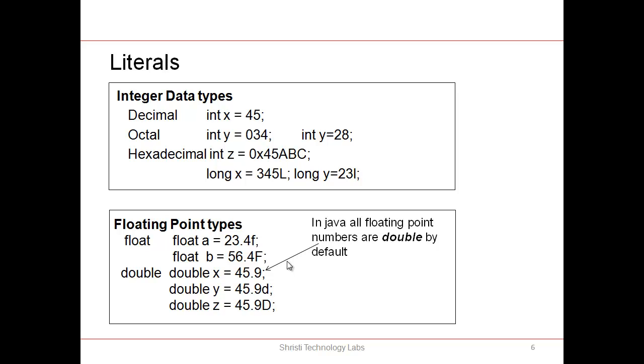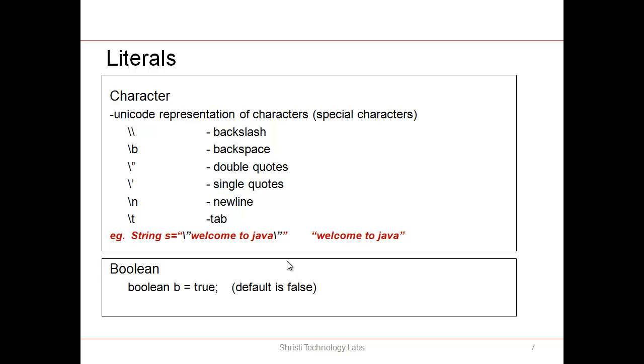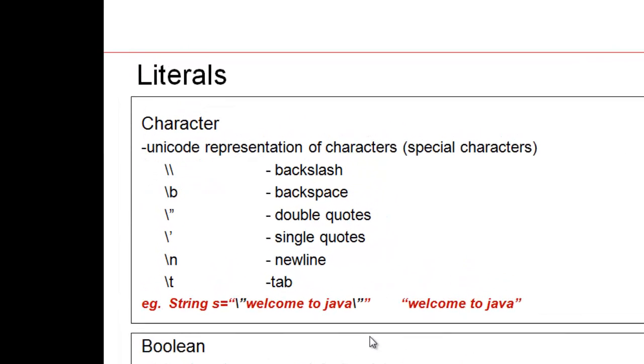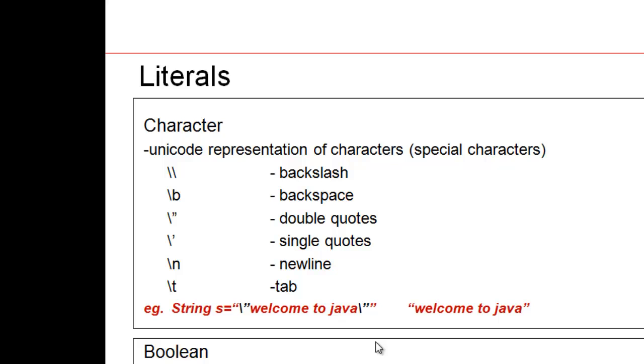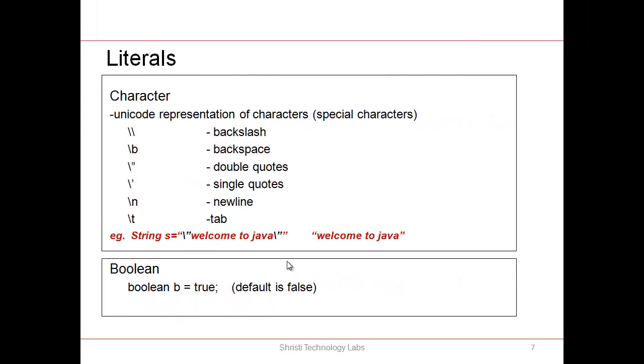Character. Character is for simple Unicode representation of characters. If you want to represent any special characters, like backspace, backslash, double quotes or single quotes, you can go in for character representation. These are the corresponding symbols. To print welcome to Java within double quotes, I have used backslash double quotes before and after welcome to Java.